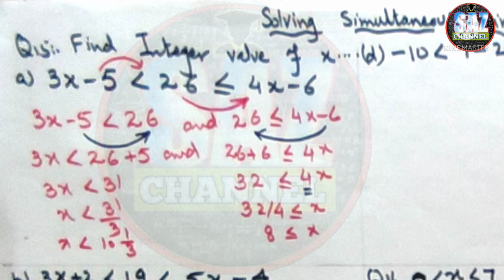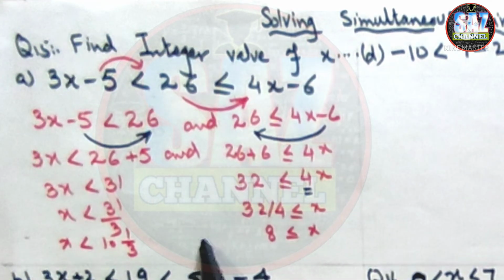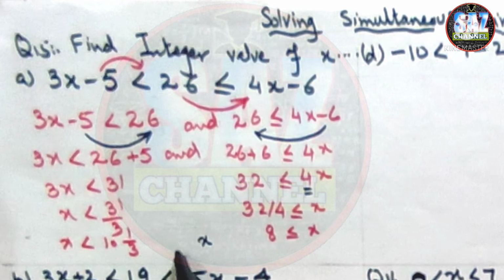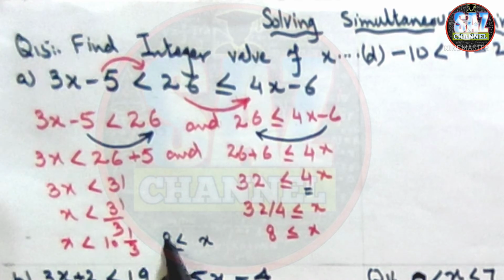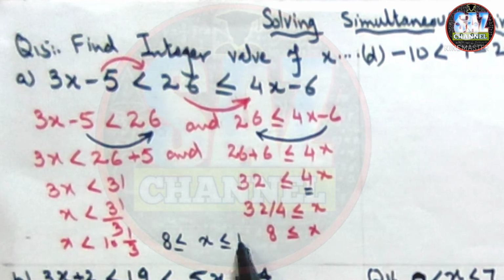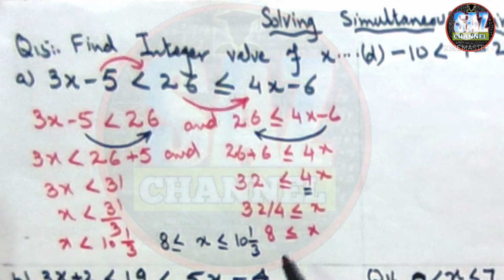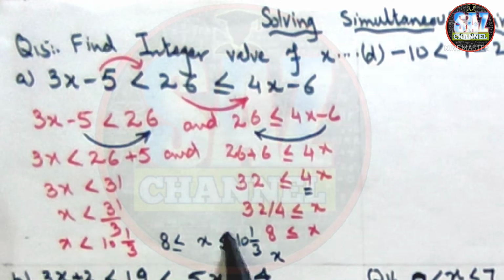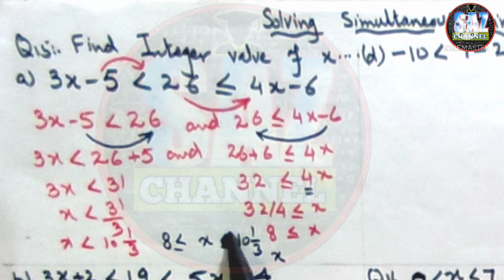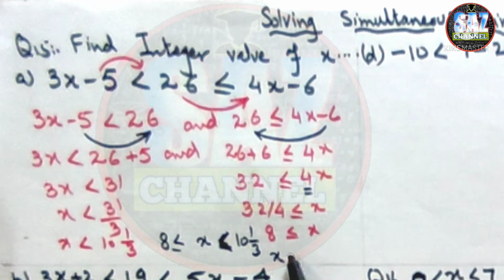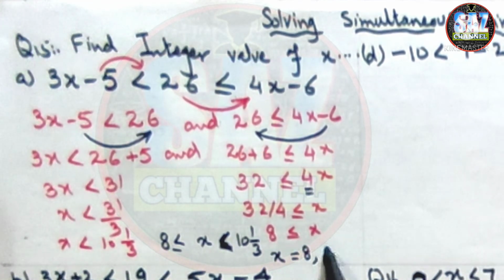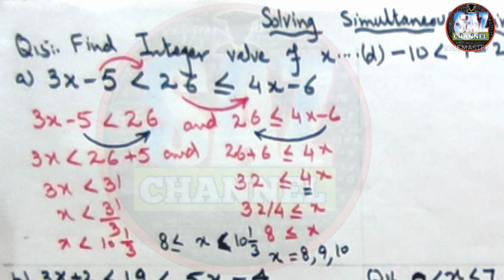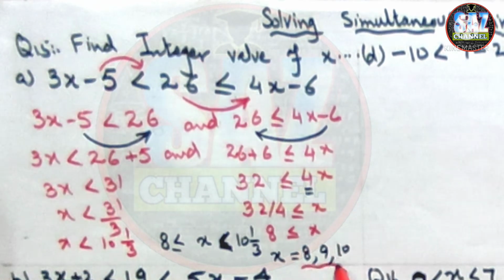So we have to first write the joint solution of these inequalities, that x is greater than or equal to 8 but less than or equal to 10 whole 1 by 3. So the integer values of x which are satisfying, here I just have the less than situation, so x will be equal to 8, 9 and 10. I hope you are clear on how we are deciding the integer values.